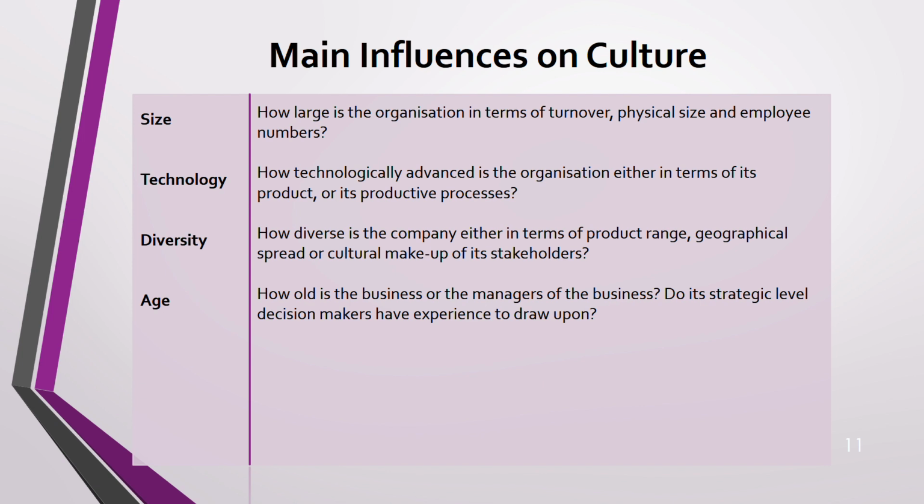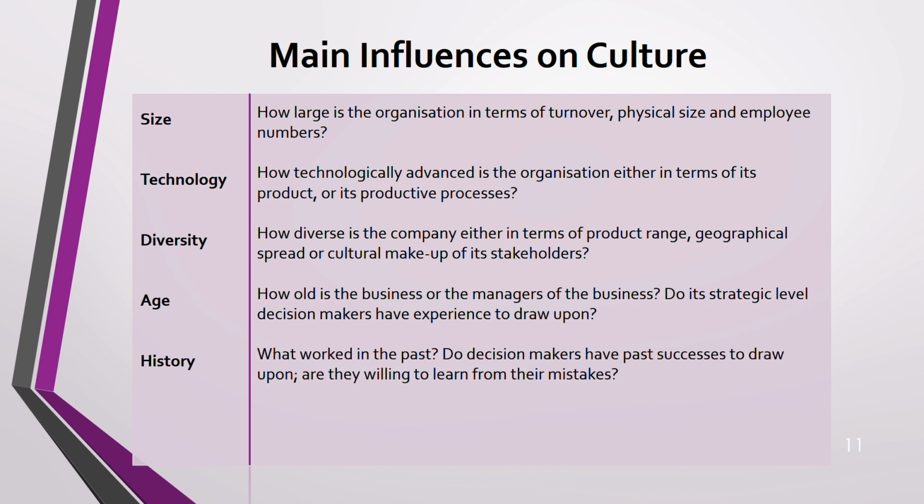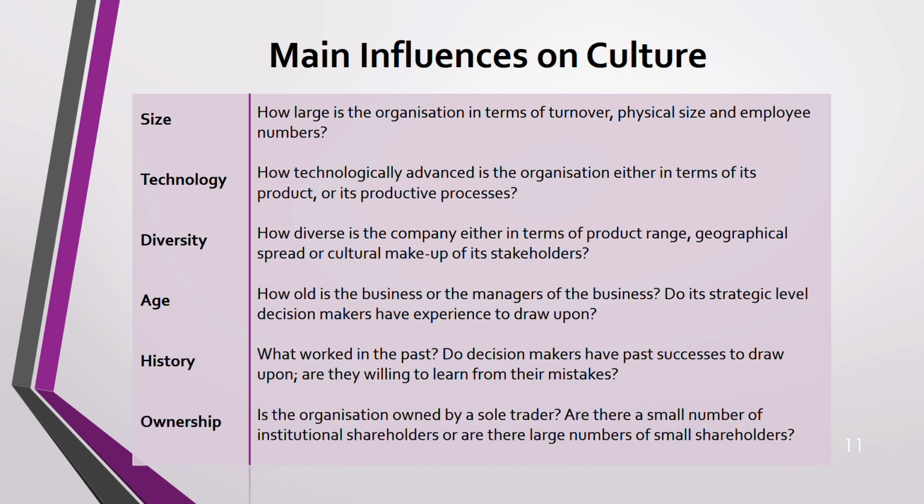In different ages. History. The culture that you are following today might be from your history. If something has worked well in the history, you might have taken it today also. What type of organization is it? Are they willing to learn from their mistakes, or are they very stubborn, the type of person that never learns from their mistakes? Ownership. Is the organization a sole trader or company, partnership? So all these things. These are six influences. These are the main influences on a culture.